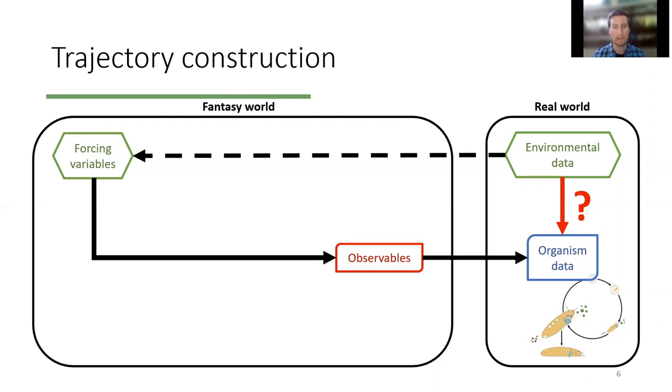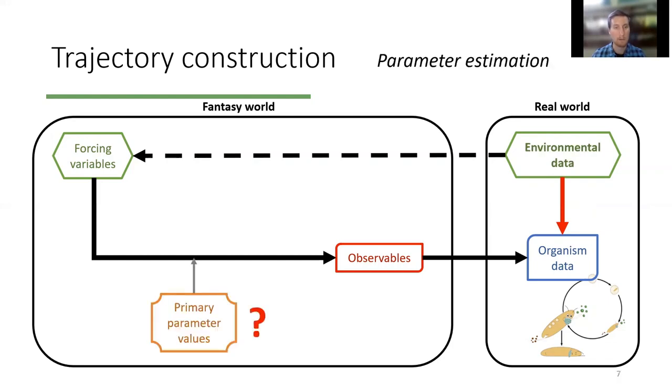DEB theory, as any theory, is a representation of what we observe in the real world. In the real world, we measure data on organisms. We also measure environmental conditions, and we're trying to relate these two together. In the fantasy world of the theory, we use these environmental data as forcing variables, and we are attempting to construct observables from equations and parameters that we will be comparing to the data that we observe in the real world.